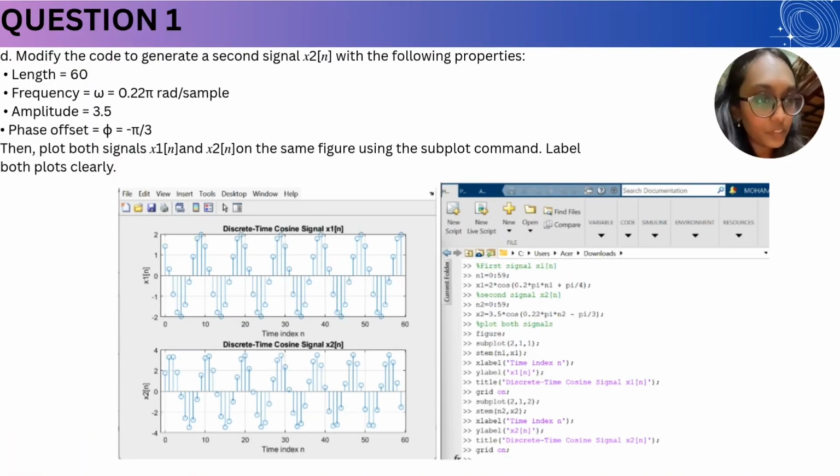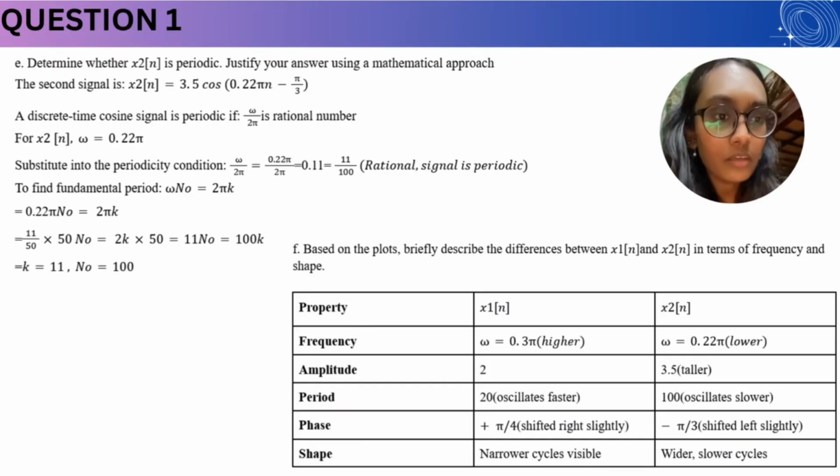And for part D, we generated x2n with amplitude 3.5, frequency 0.22 pi, phase negative pi over 3, over 60. Both signals are plotted on the same figure using the subplot command. And for part E, checking periodicity of x2n, 2 pi over 0.22 pi equals 100 over 11, which is rational. Therefore, x2n is periodic, with fundamental period N equal to 100.